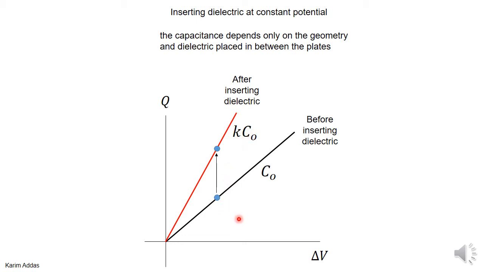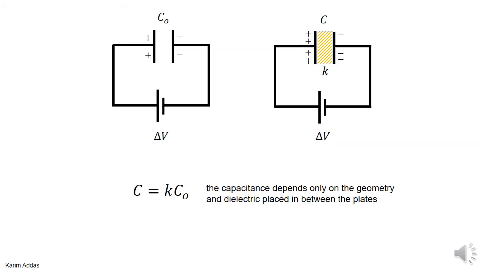So in this case, when you insert the dielectric material at constant potential, you're starting out here where the capacitor didn't have the dielectric material, and you're inserting the dielectric material, so you're keeping the potential difference constant, but you're increasing the charge to a new value. So the reason why the capacitance increases in this case is because the charge increases. But the capacitance is K times C naught.